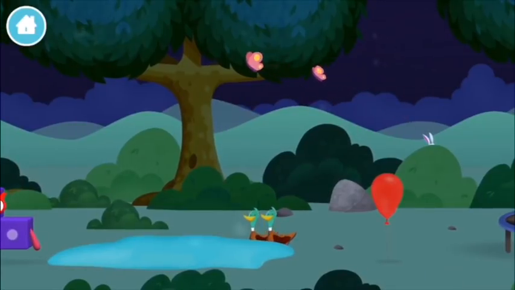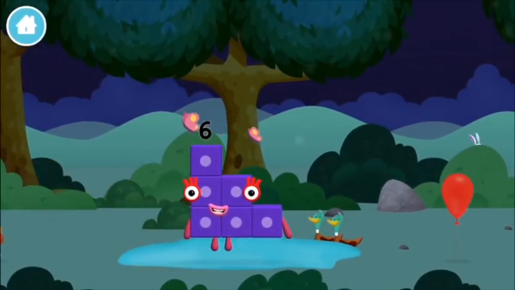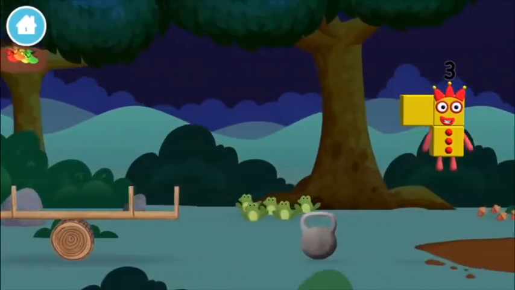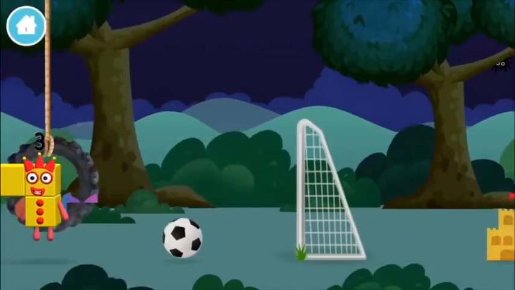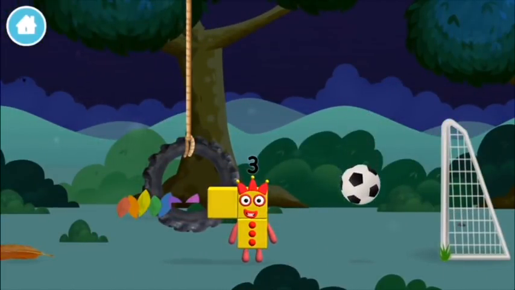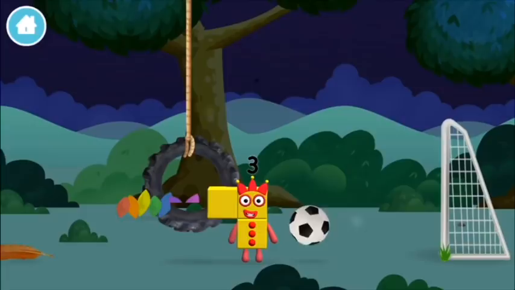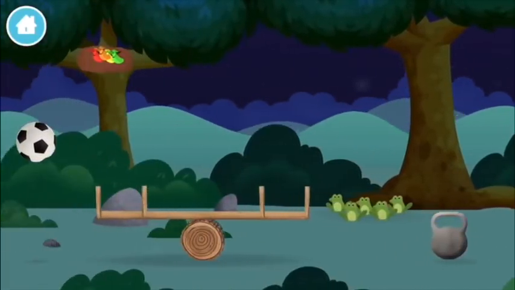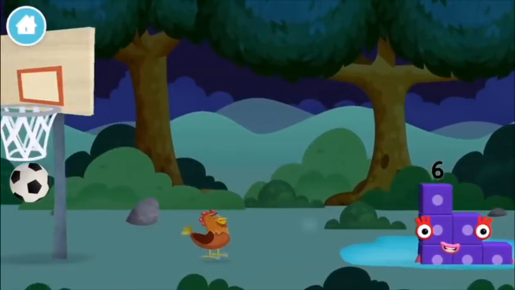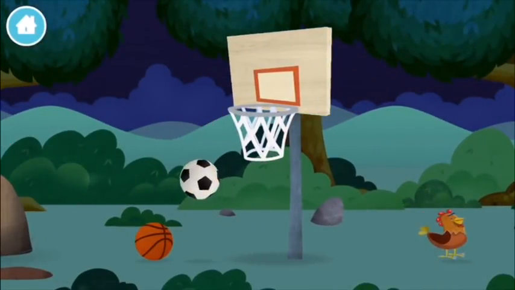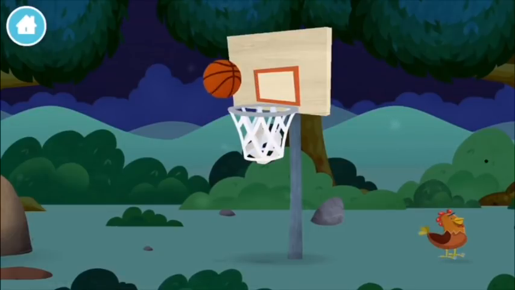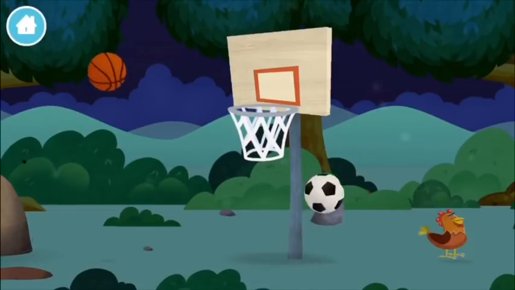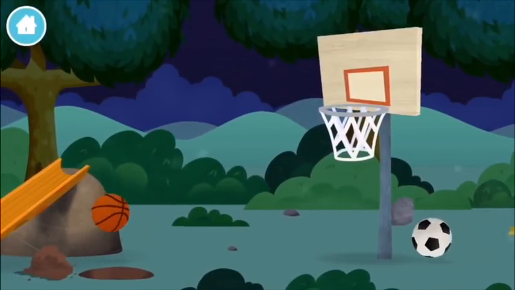One. Two ducks swimming in a pond. Football. A football. A basketball. A basket. A football. A basketball.